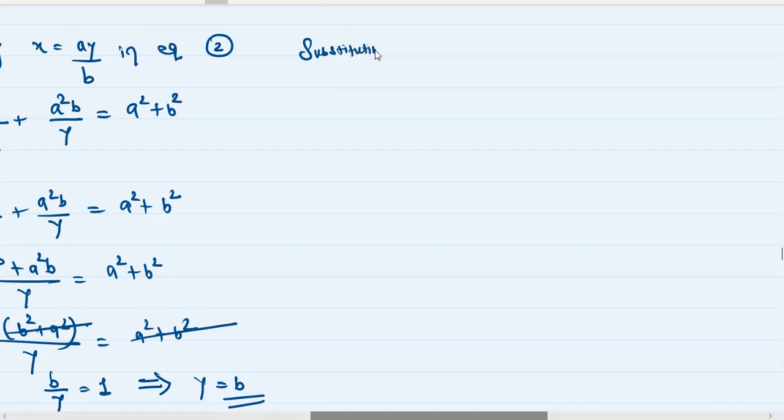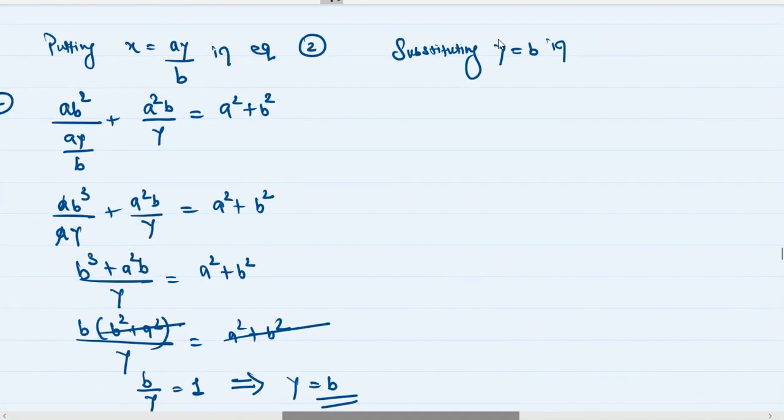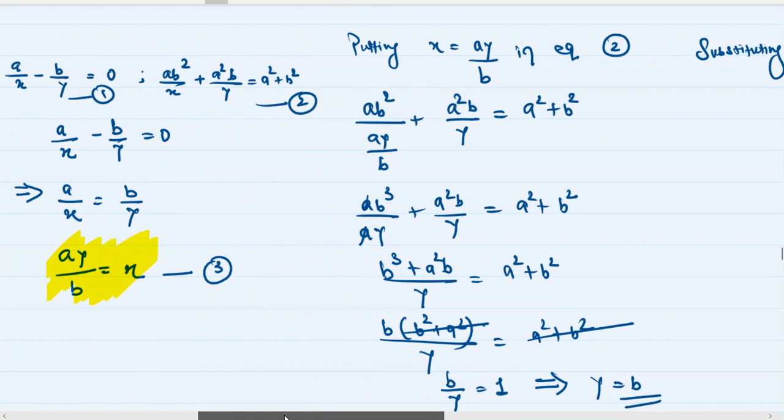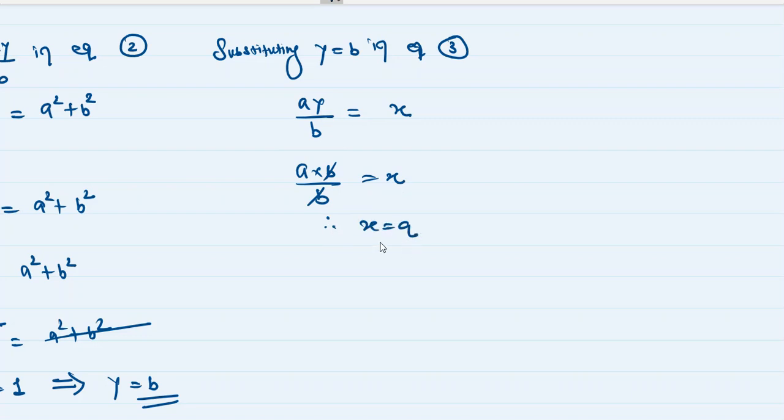Substituting y is equal to b in equation 3. Okay, so what you're going to get over here, ay by b is equal to x. In place of y, I'm going to write b. So a multiplied by b is equal to x. B gets cancelled, and therefore x is equal to a. There you go. So the value of y is b, and the value of x is equal to a.